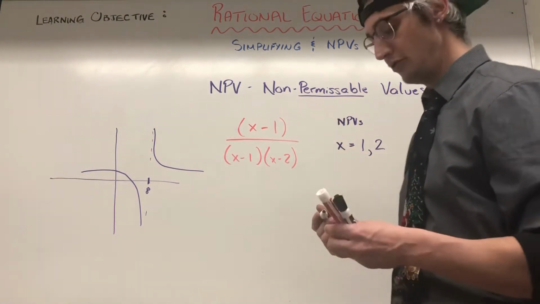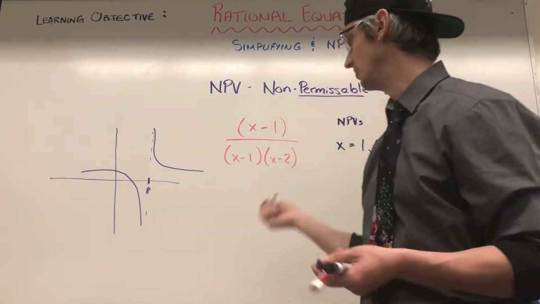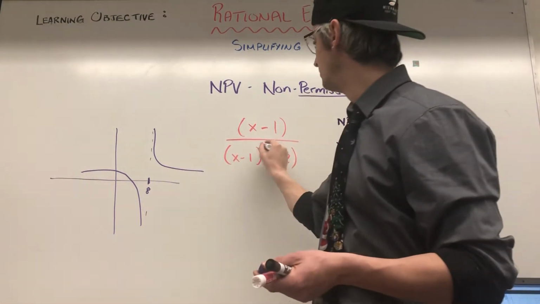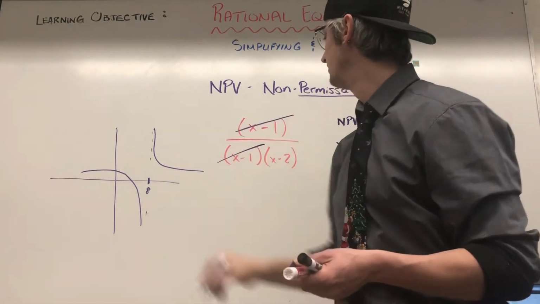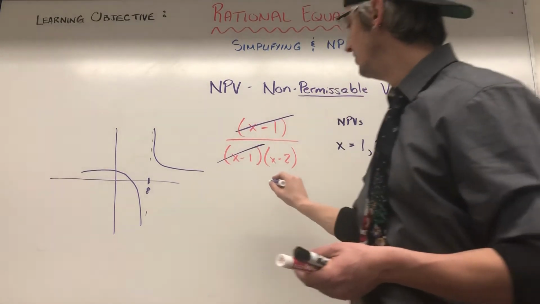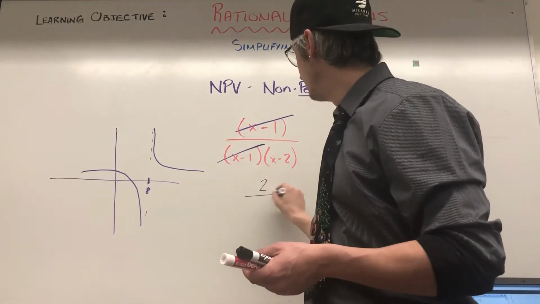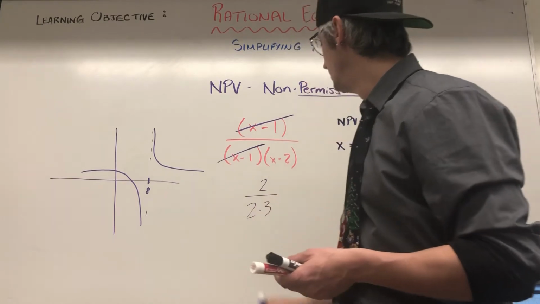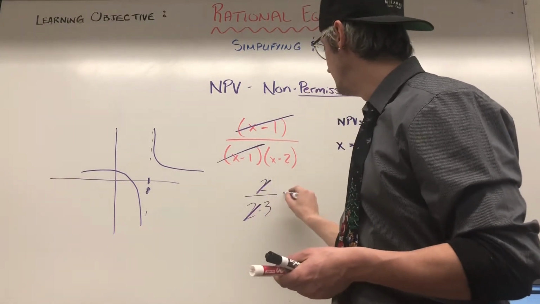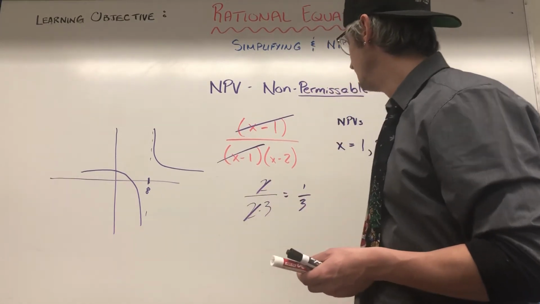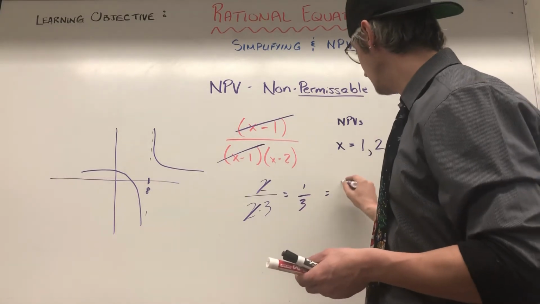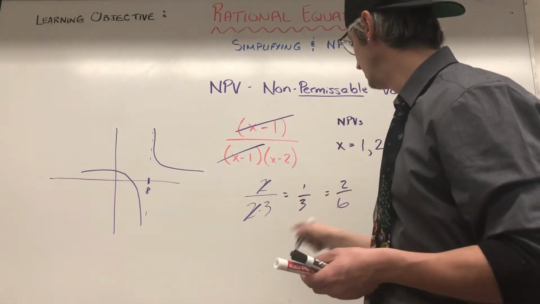Now I can go through and just cancel like terms. In this case, I can simplify this because x minus 1 will cancel with x minus 1, just the same way that with 2 divided by 2 times 3, I can cancel this away and this just becomes 1 over 3. Because this is the same as 2 over 6, 2 divided by 6, which is 1 over 3.